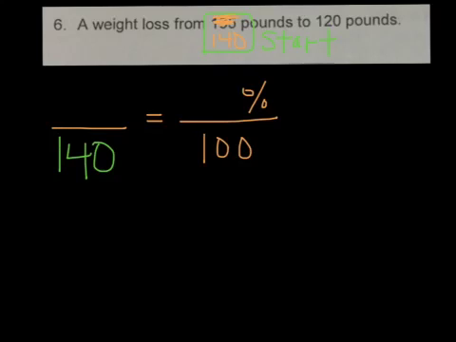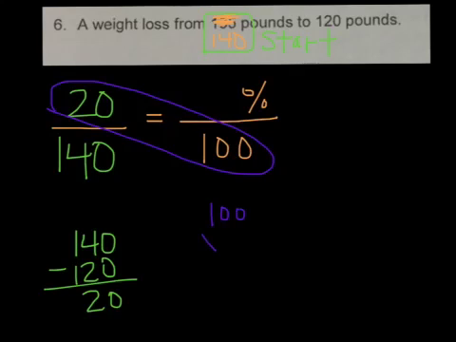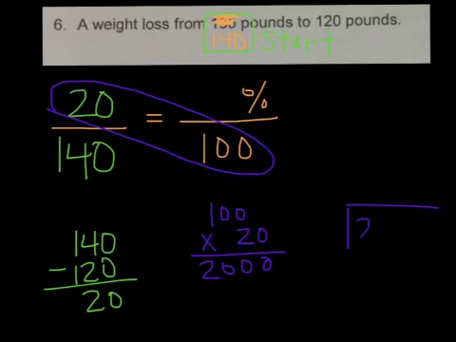To get my top number, I'm going to subtract 140 minus 120. That's 20 pounds. This person changed their weight by 20 pounds. Now what I'm going to do is cross multiply and divide. If I cross multiply 20 times 100, that should be 2,000. When I divide, 2,000 goes in the box. 140 goes outside the box. 140 can go into 200 one time.